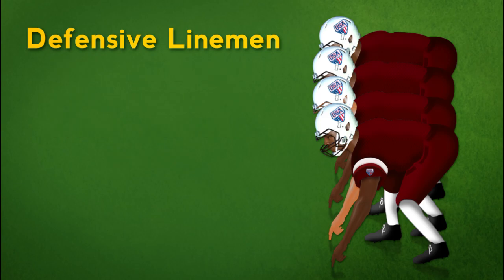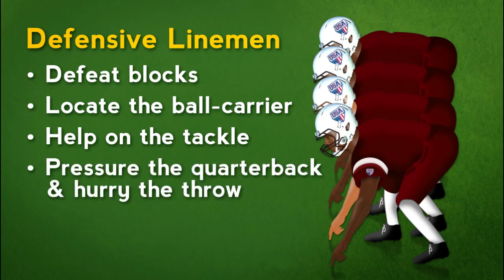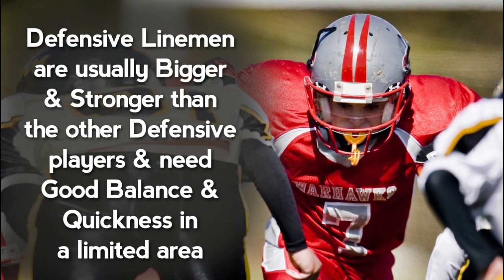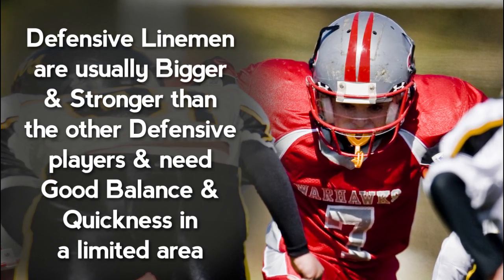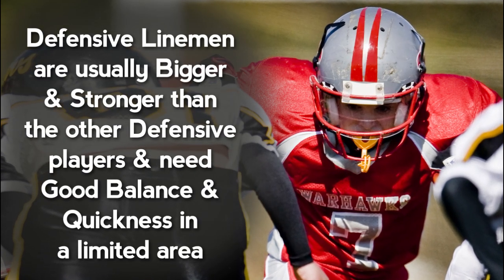Their basic job is to defeat the blocks of opposing players, locate the ball carrier on running plays, and help on the tackle, pressure the quarterback and hurry the throw, deflect the pass, or sack the quarterback on pass plays. Defensive linemen are usually bigger and/or stronger than the other defensive players and need good balance and quickness in a limited area.